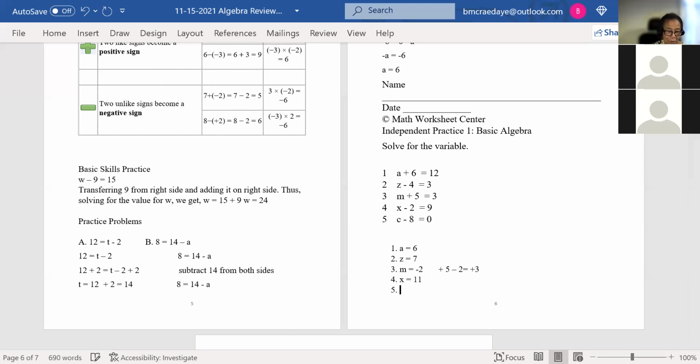Okay, let's go to number 5. C minus 8 equals 0. What is C equal to? 8. That's it. Very good. 8 minus 8 is 0.